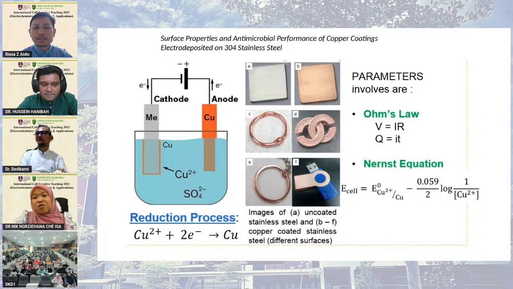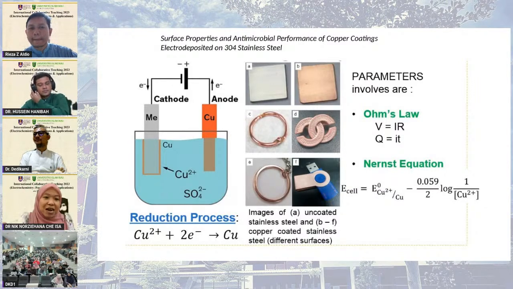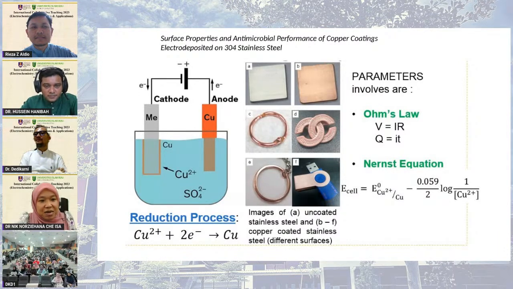Okay, and we also focus on the Nernst equation because, if you look here, the concentration will affect the products. Meaning that when we increase the concentration, more ions will be reduced and deposited on our substrates, so the coating will be better.